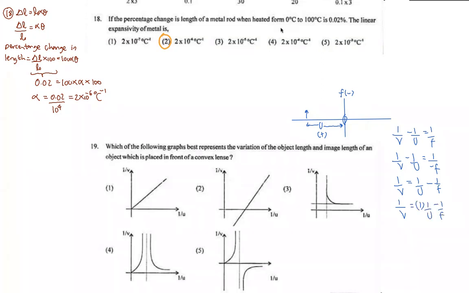This looks like y equals mx minus c, where this will be on the y-axis, this will be on the x-axis, and you will have a negative intercept. So there's only one proper answer, the second one.